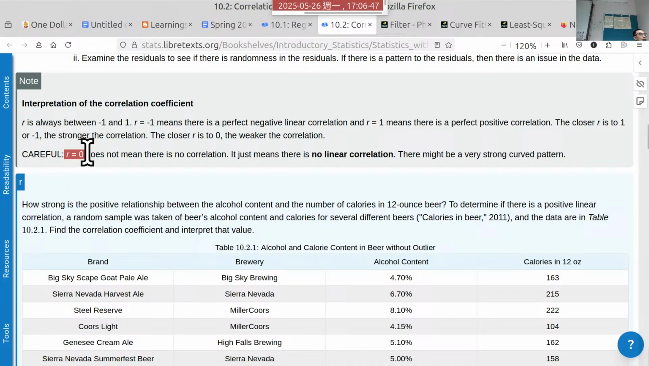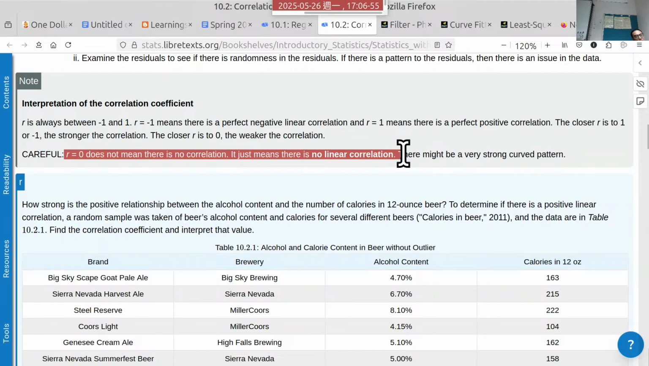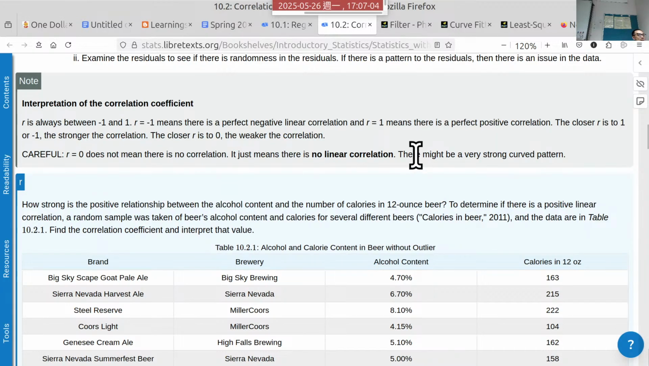Careful, when R equals 0, it does not mean no correlation. It just means no linear correlation. Maybe you can transform the values into logarithms, and you can get a good correlation. They might have a very strong curve pattern.